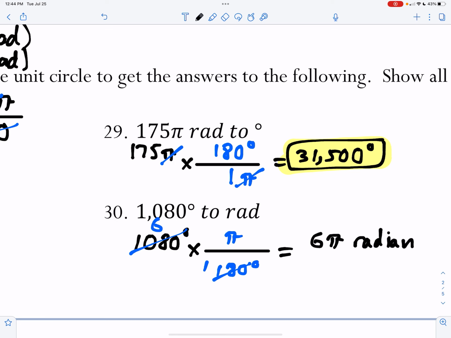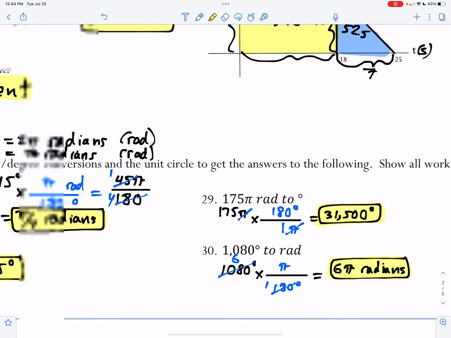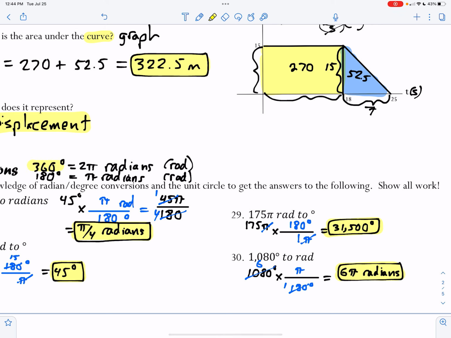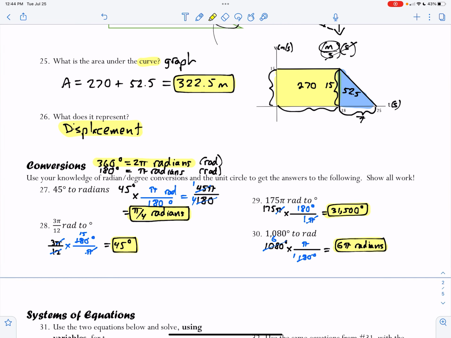What the heck does 6 pi radians mean? Well, if you recall from above, every one revolution of 360 degrees is 2 pi radians. 6 pi would be 3 trips around the circle, or 3 revolutions.